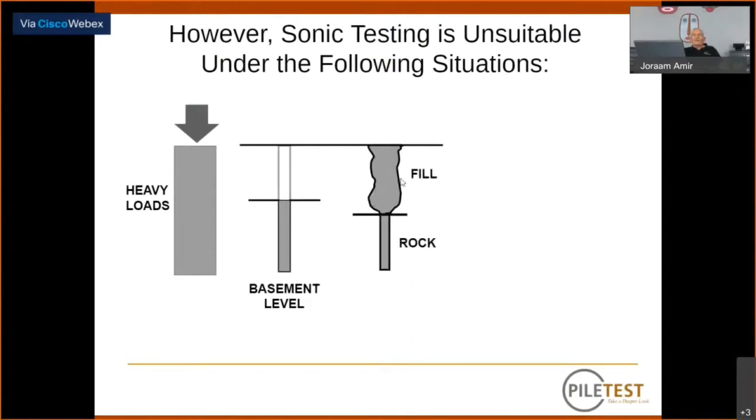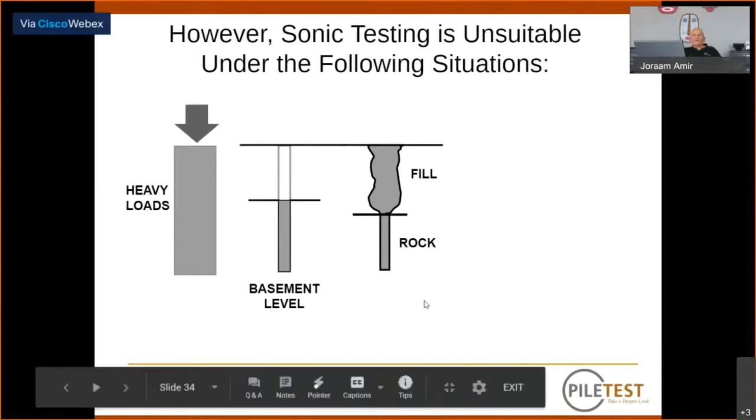Here's another example. If we have rocky terrain, and above which we have fill made out of rock particles, the rock particles produce a lot of reflections. The rock has a lot of friction, which prevents the penetration of the signal.